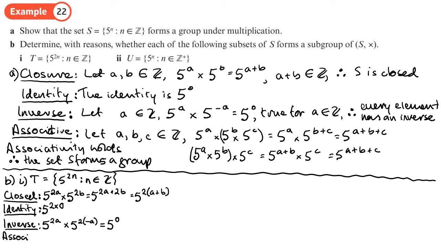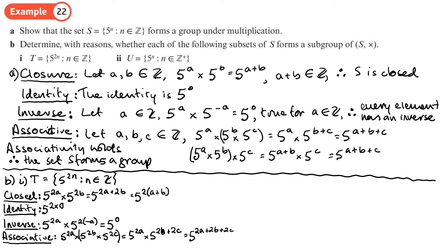associativity. So associative in the space that we've got down here. So we'll have 5^2a times 5^2b times 5^2c. Okay, I'm going to put the brackets around these two first. So that'll be 5^2a times by 5, and then remember we add the powers, so it's 2b plus 2c, and that leaves us with 5^(2a+2b+2c).